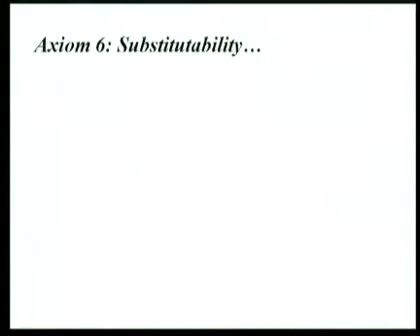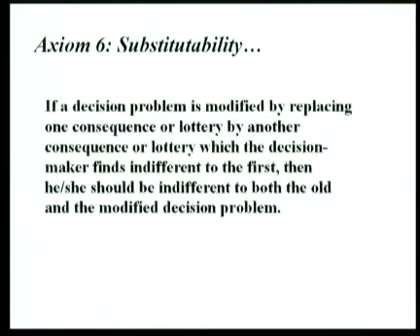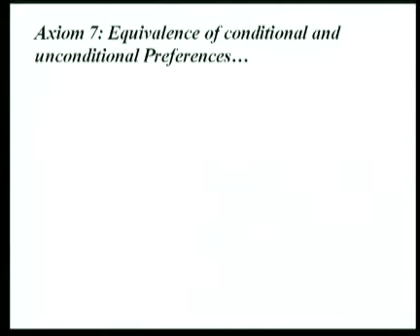The sixth axiom is substitutability. If a decision problem is modified by replacing one consequence or lottery by another consequence or lottery, which the decision maker finds indifferent to the first, then he or she should be indifferent to both the old and the modified decision problem. And then finally, axiom 7, equivalence of conditional and unconditional preferences.